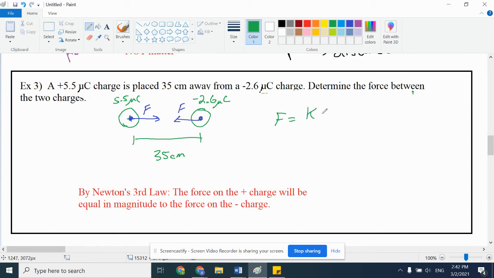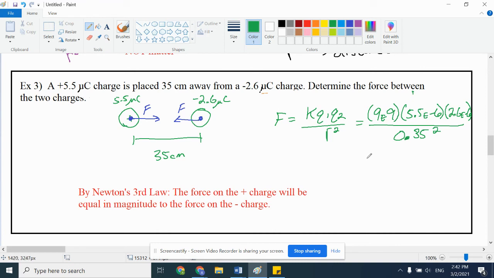To solve for that magnitude, F equals k q1 q2 over r squared. So that's 9E9, q1 is 5.5E negative 6, q2 is 2.6E negative 6. You notice I don't care about the negative. And then the 35 centimeters, make sure you convert that to meters, so that's 0.35 squared. If you're successful, you'll get 1.05 newtons. That means, based on this diagram, my positive charge, which is here, has a force of 1.05 newtons to the right, and my negative charge here has a force of 1.05 newtons to the left.